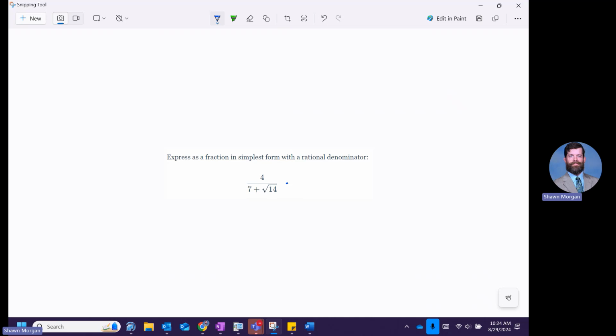What would be the conjugate, Mr. Davis, of our denominator? Good.